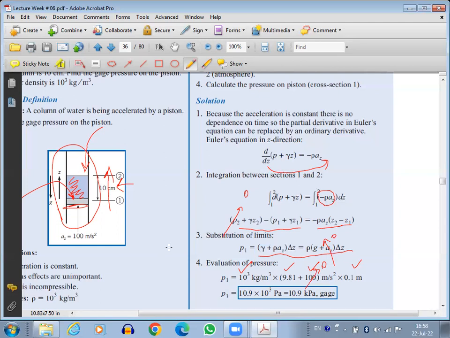So now consider this thing. Let's say in the exam I give this same question, but I add one part to it. Suppose the piston is not moving, then what will be the pressure on the piston? In that case you will use the same formulation, just put Az as 0, right? But if you have not gone through the lecture, you won't find this question in the book.